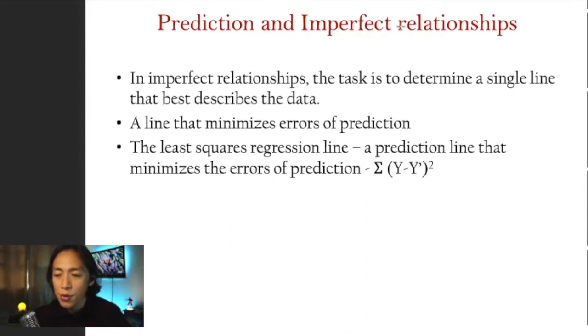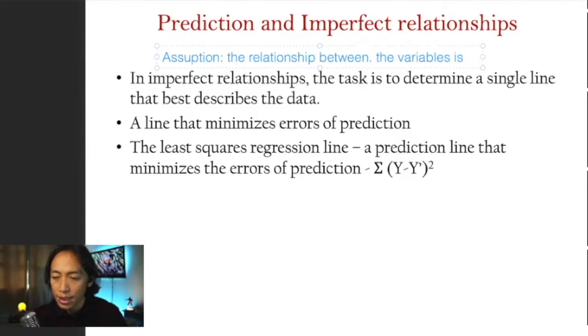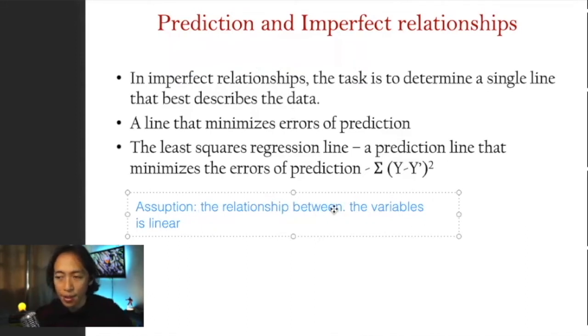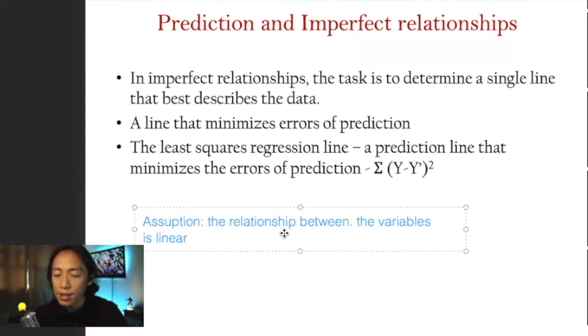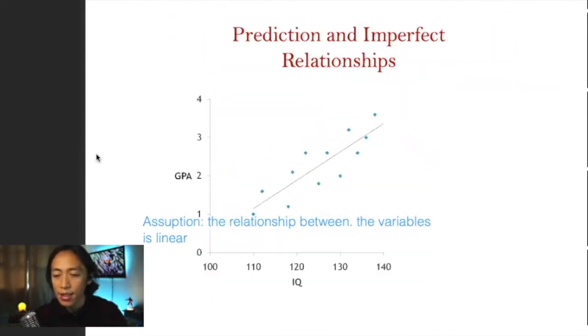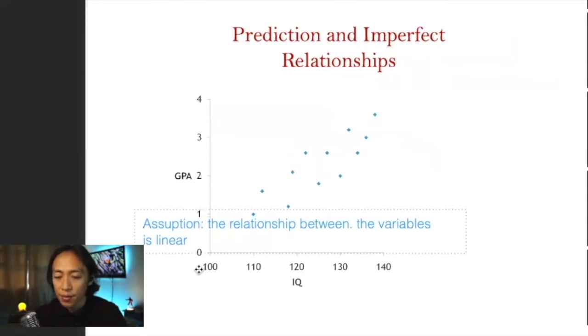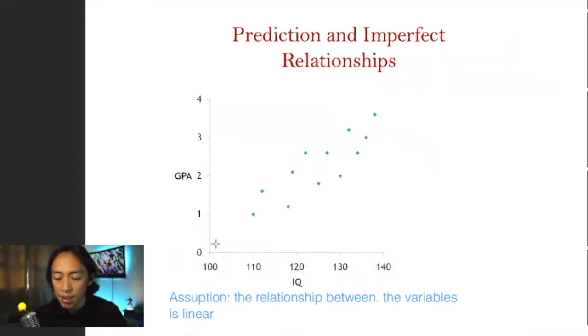By the way, since we're talking about linear regression, one important assumption when we use linear regression is that the relationship between the variables is linear. This is one important assumption that we have to keep in mind if we will be using linear regression. Meaning to say, if we visualize the relationship between two variables, it can be best represented by a straight line.